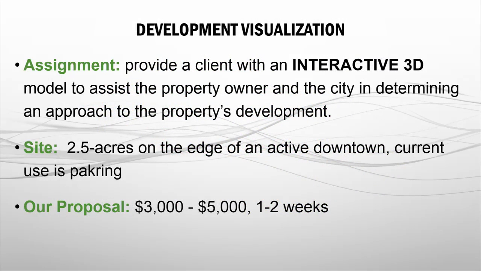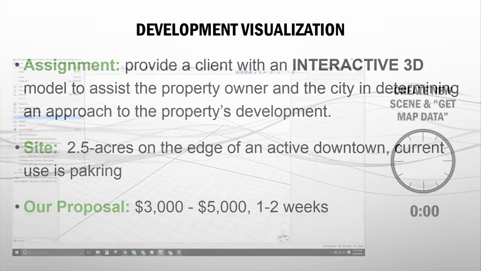The last thing I'll leave you with: a couple weeks ago, a client reached out to us. There was a site in their downtown. They wanted an interactive 3D model, to assist the property owner, a church, in how to get rid of the property. The church was worried about views to their cathedral. So, 2.5 acres, we quoted this at about $3,000 to $5,000, taking about a week or 2.